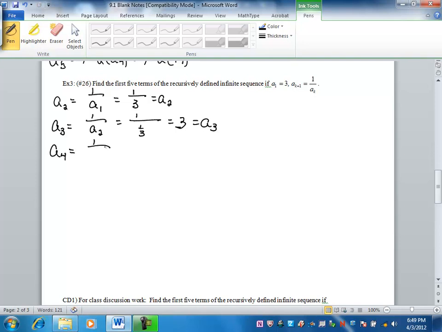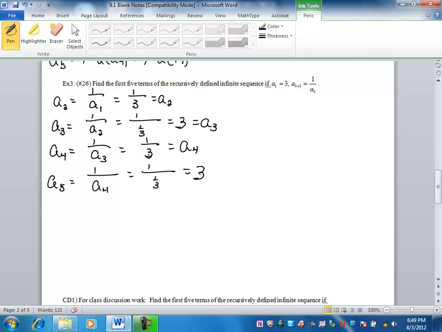A sub 4 is 1 over a sub 3. A sub 3 is 3, so a sub 4 is 1/3. And then a sub 5, are you dizzy yet? A sub 5 is 1 over a sub 4. A sub 4 is 1/3. 1 divided by 1/3 is 3. So here are our first 5 terms of this recursively defined sequence.